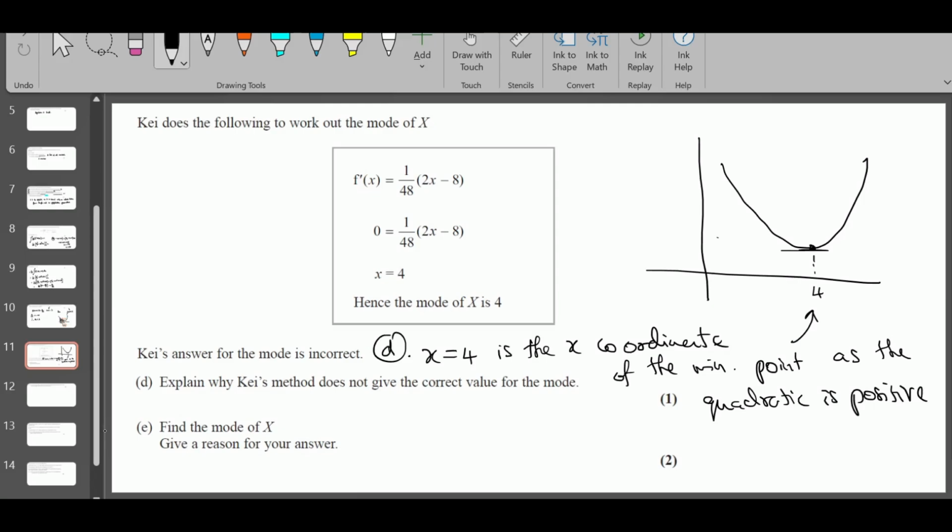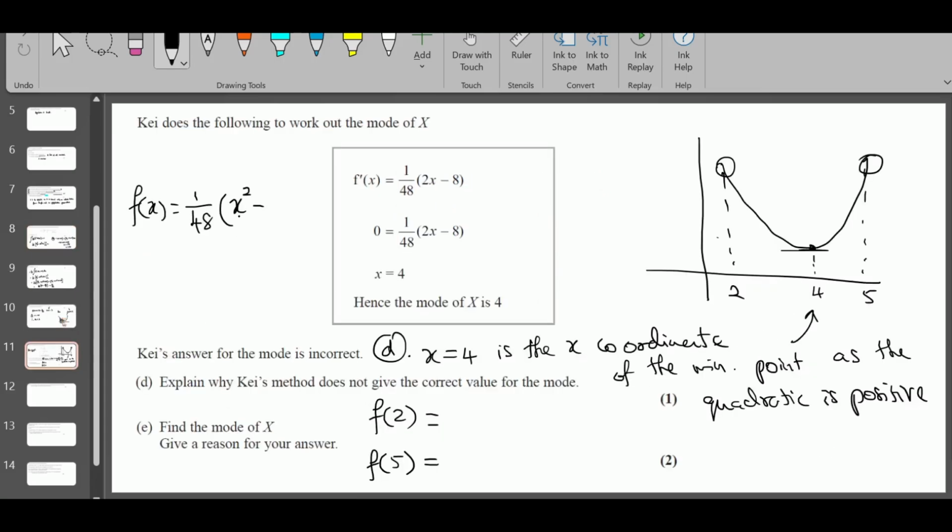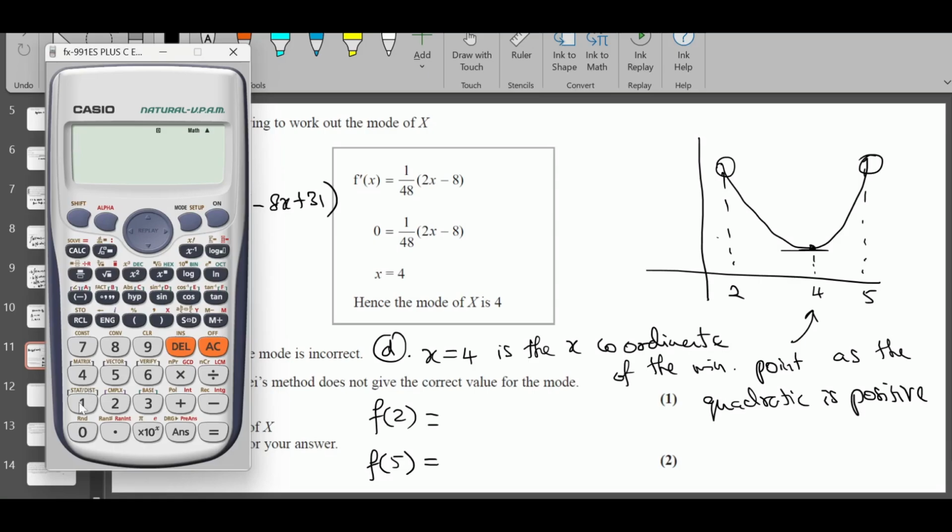So what is the actual mode? Okay, the function is defined from 2 to 5. So you need to check which value is maximum. You need to find f of 2 and f of 5 and check which one is maximum. The function is 1 over 48 times x squared minus 8x plus c. So when you find f of 2, it's 1 over 48 times x squared minus 8x plus 31.